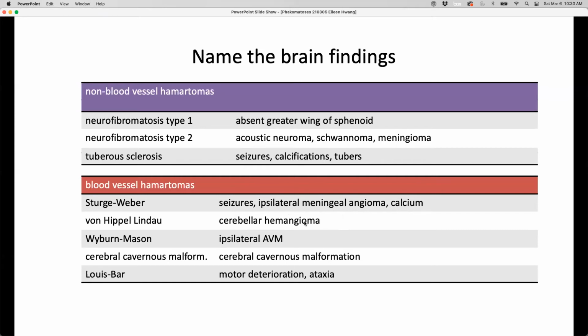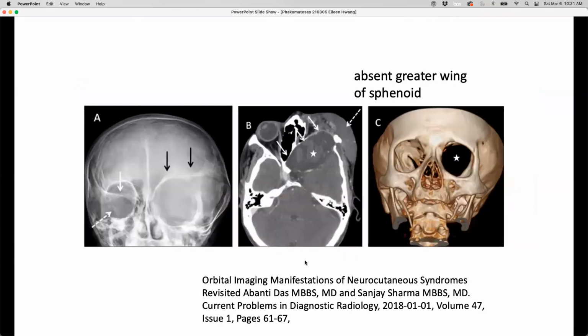Cerebellar hemangioma is the lesion in von Hippel-Lindau. The Wyburn-Mason, as we talked about, that racemose hemangioma is not actually an angioma, it's an arteriovenous malformation. And so just like they have an arteriovenous malformation in the retina, they tend to have them in the brain on the same side. And then as far as the cerebral cavernous malformation, they have a vascular cavernous malformation in the brain. And then the Louis-Bar patients can have motor deterioration.